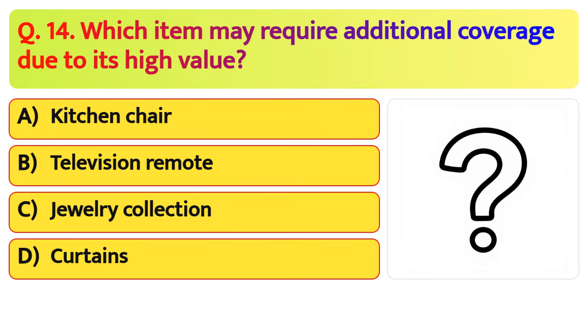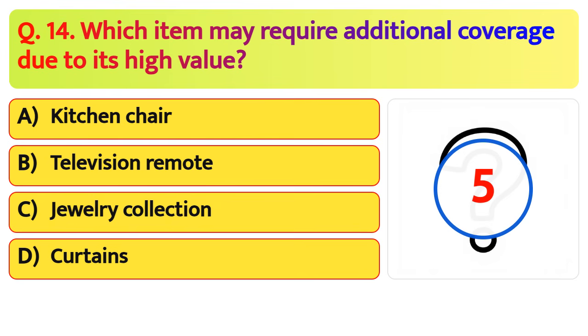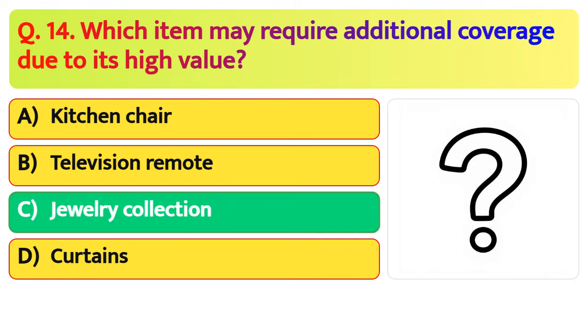Question 14. Which item may require additional coverage due to its high value? Option A. Kitchen chair. Option B. Television remote. Option C. Jewelry collection. Option D. Curtains. Correct option is jewelry collection.